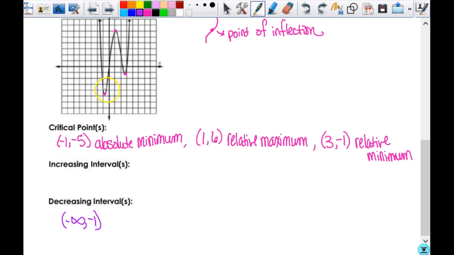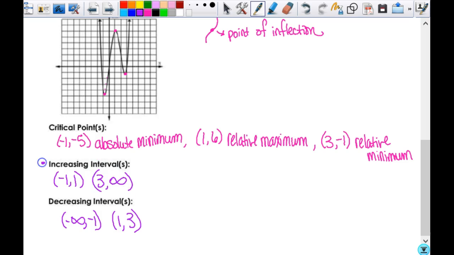But now it's going to increase from here to here. So it's increasing from -1 to 1. I'll put it in the right spot this time. Then we hit another maximum and it starts to decrease. So it starts to decrease at 1 and keeps decreasing till it gets here, which is at 3. Then it turns around and it starts increasing again from 3 to infinity.